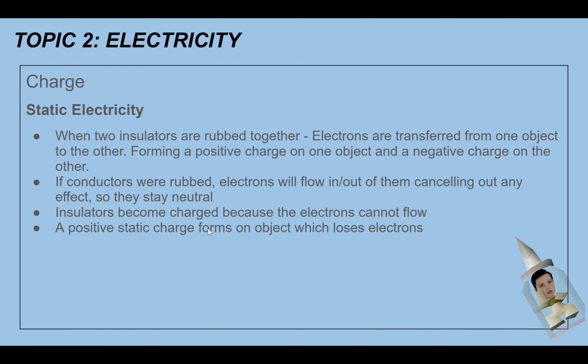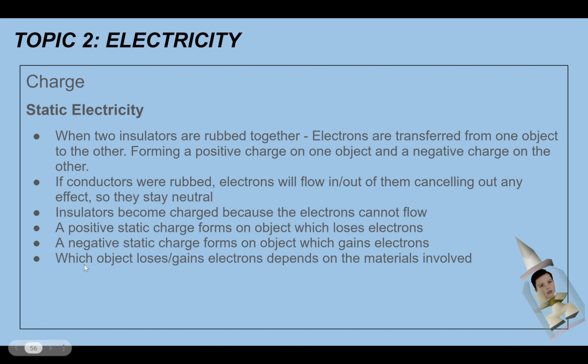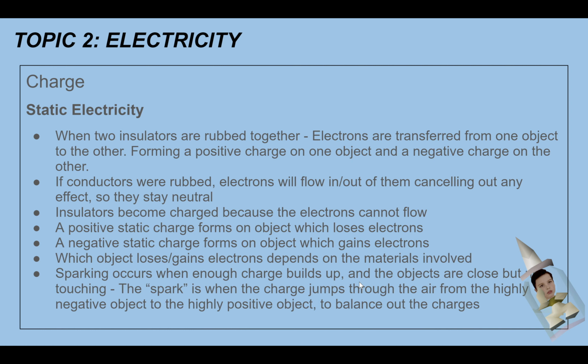A positive static charge forms on the object which loses electrons. A negative static charge forms on the object which gains electrons. Which object loses or gains electrons depends on the materials involved.